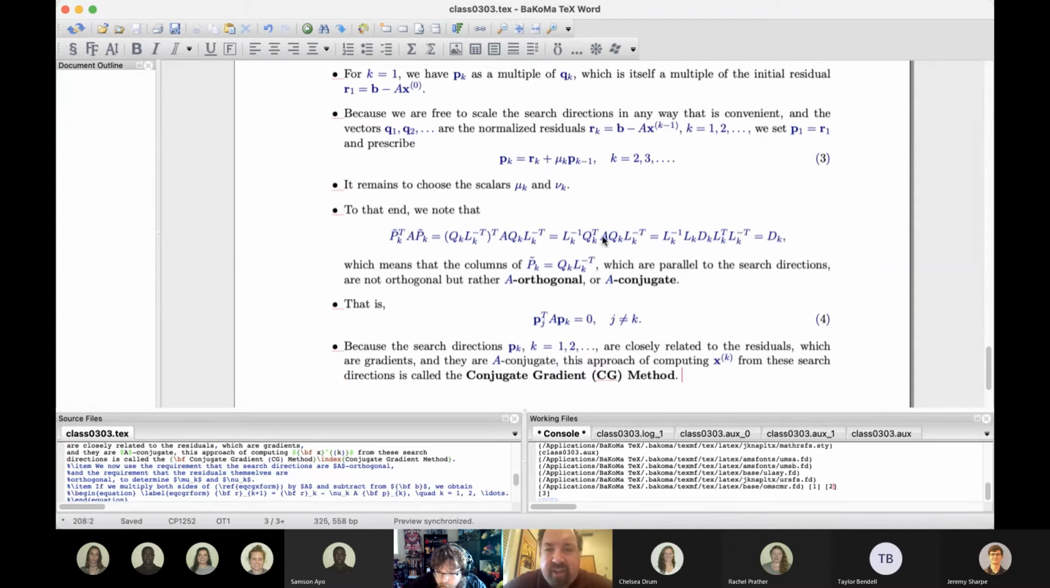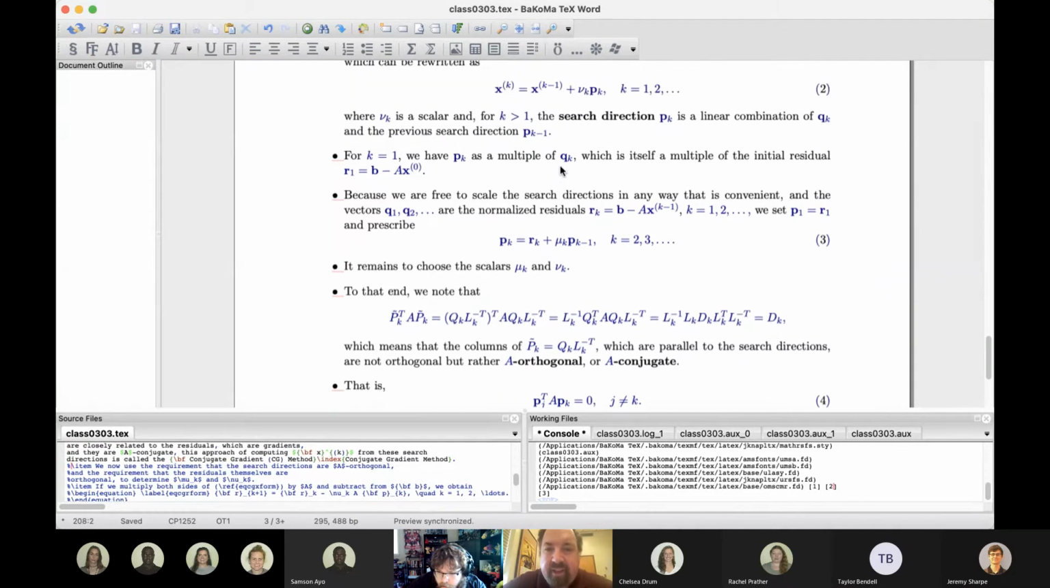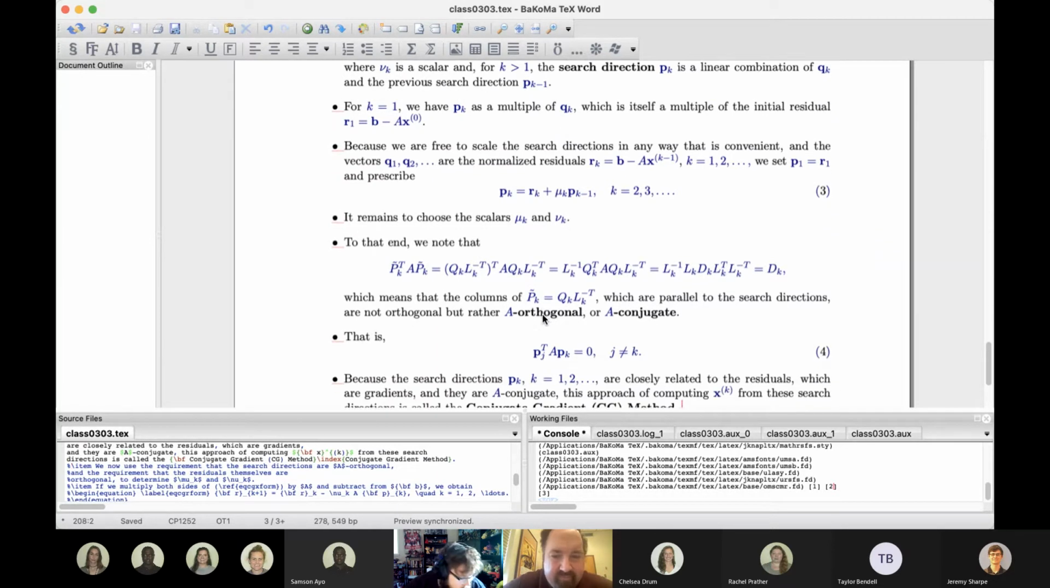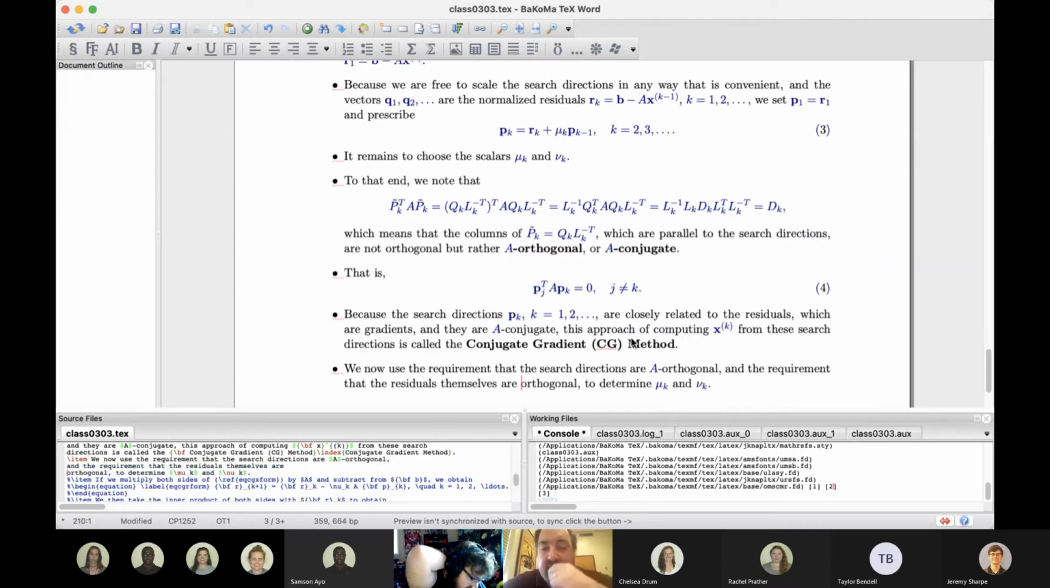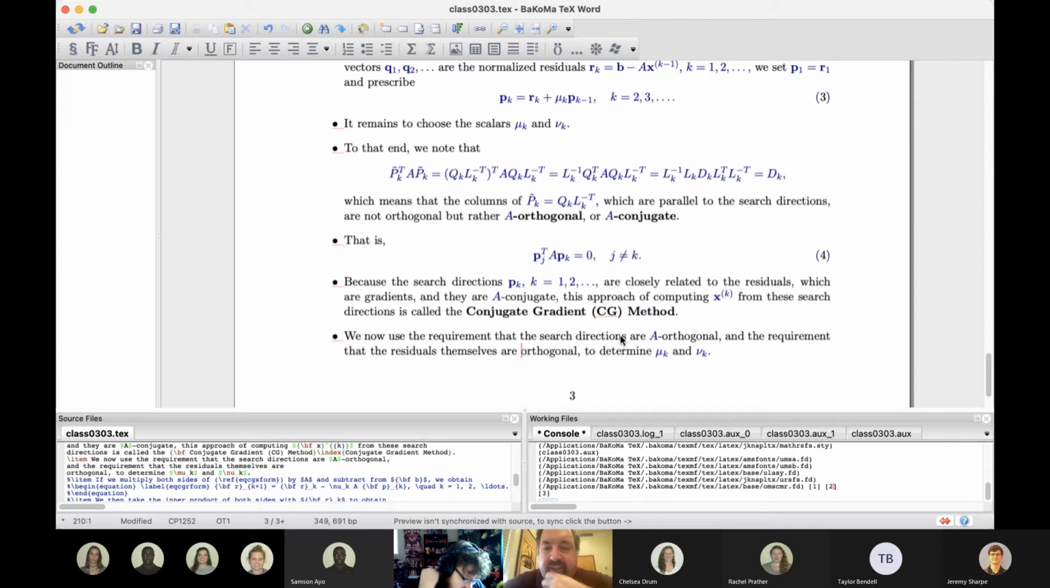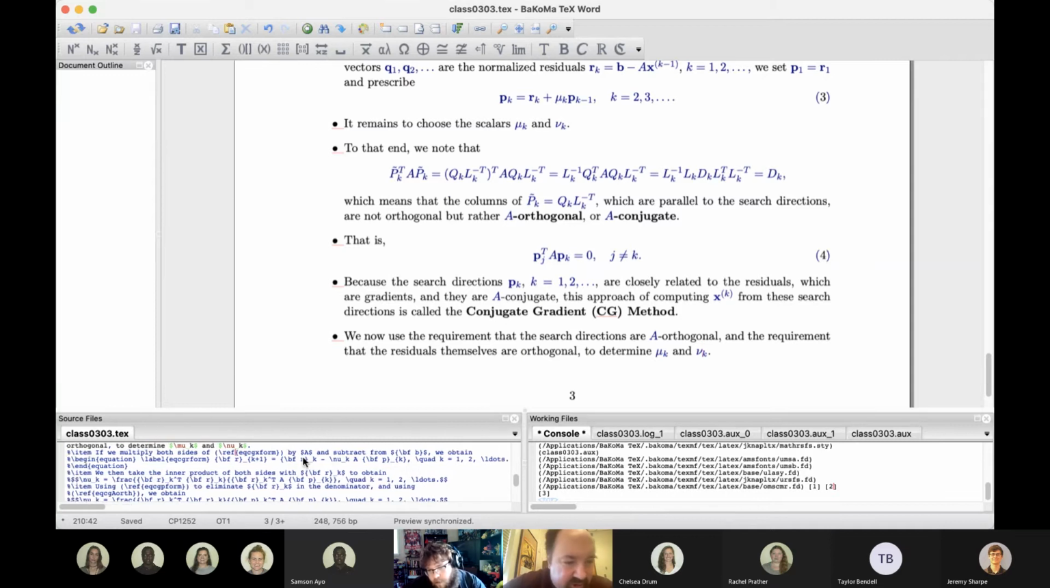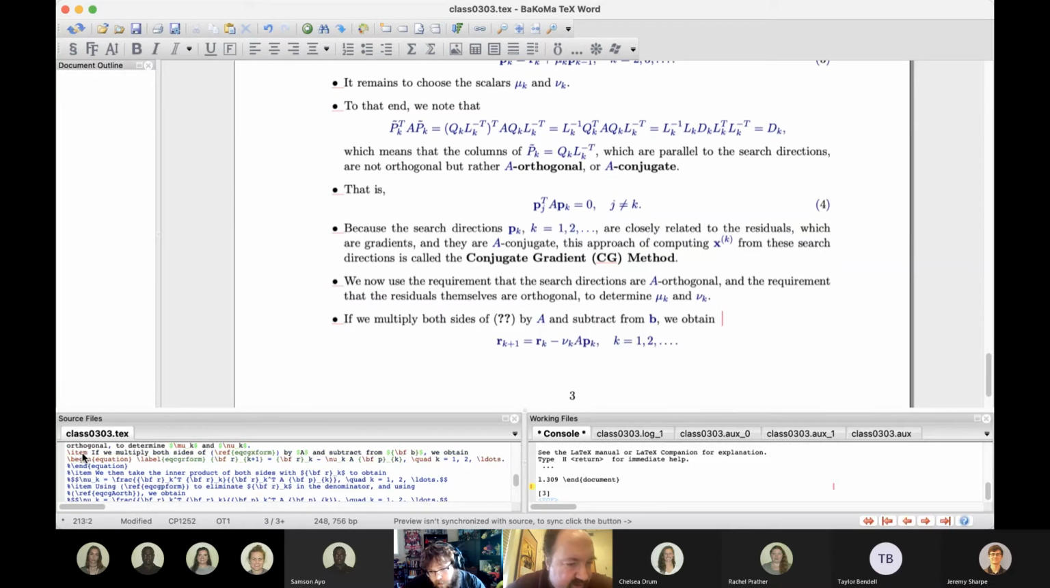But I still need a way to compute these constants. We need these constants mu k and nu k. Now, the way we can get them is from the orthogonality conditions we have. The search directions had to be A-orthogonal, and the residuals had to be orthogonal. Enforcing those properties will give us these constants. And I may not have time to show that in its entirety, but at least I've gotten to that main idea, and I'll fit in as much as I can.